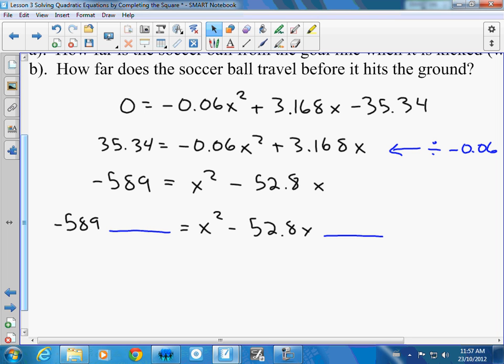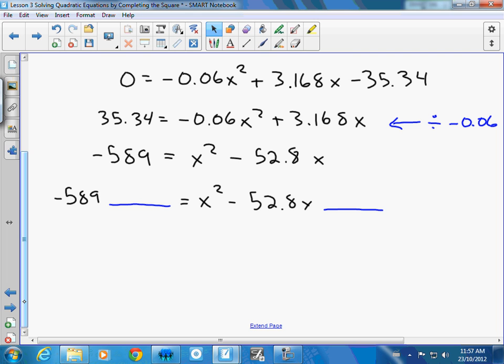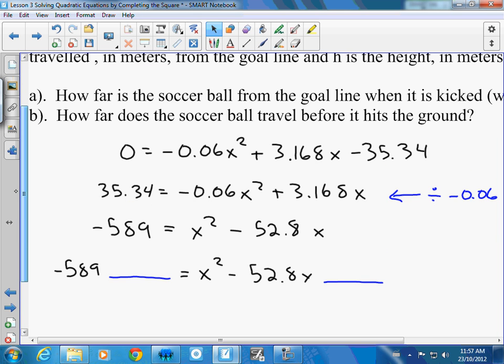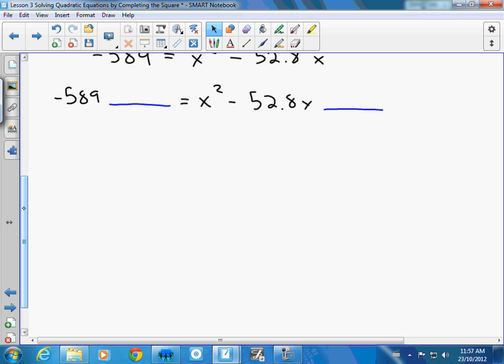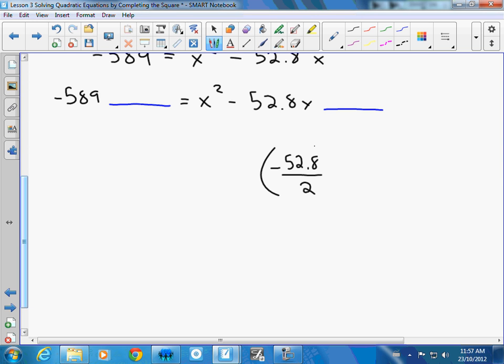Okay, now, oh shoot, I've run out of room here. Where am I going to do this work? Well, I need to do the dividing by 2, don't I? Normally I put that to the left or right, but I'm going to have to put it off to the side here. What number am I taking to divide by 2? Negative 52.8. I'm going to divide that by 2, and then square it. So that's negative 26.4, is that right? I'm going to square that. What do I get?